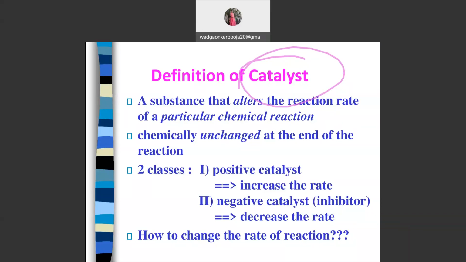I think you are very clear with the definition of catalyst. Now I'm going to turn towards the next point from our syllabus.